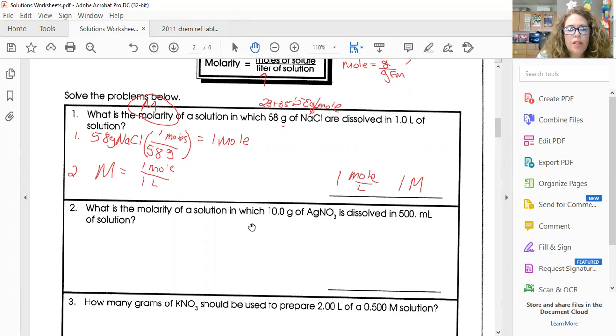All right, so now let's go through, and now what is the molarity of a solution where we have 10 grams of silver nitrate dissolved in 500 milliliters of solution?